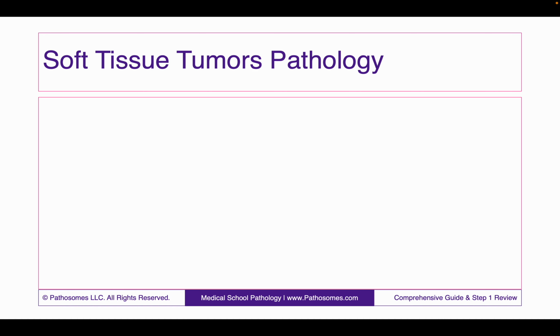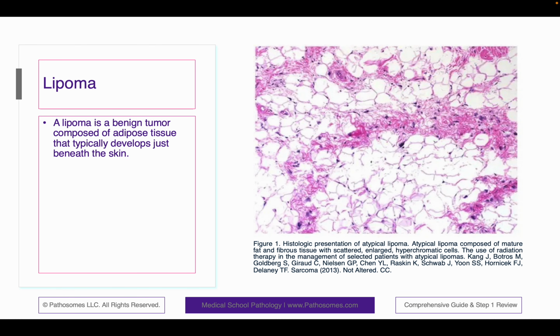Now, soft tissue tumors pathology starts with lipoma. A lipoma is a benign tumor composed of adipose tissue that typically develops just beneath the skin. To the right here, we can see the histologic presentation of a lipoma, but I want you to notice all the white space, that is fat.